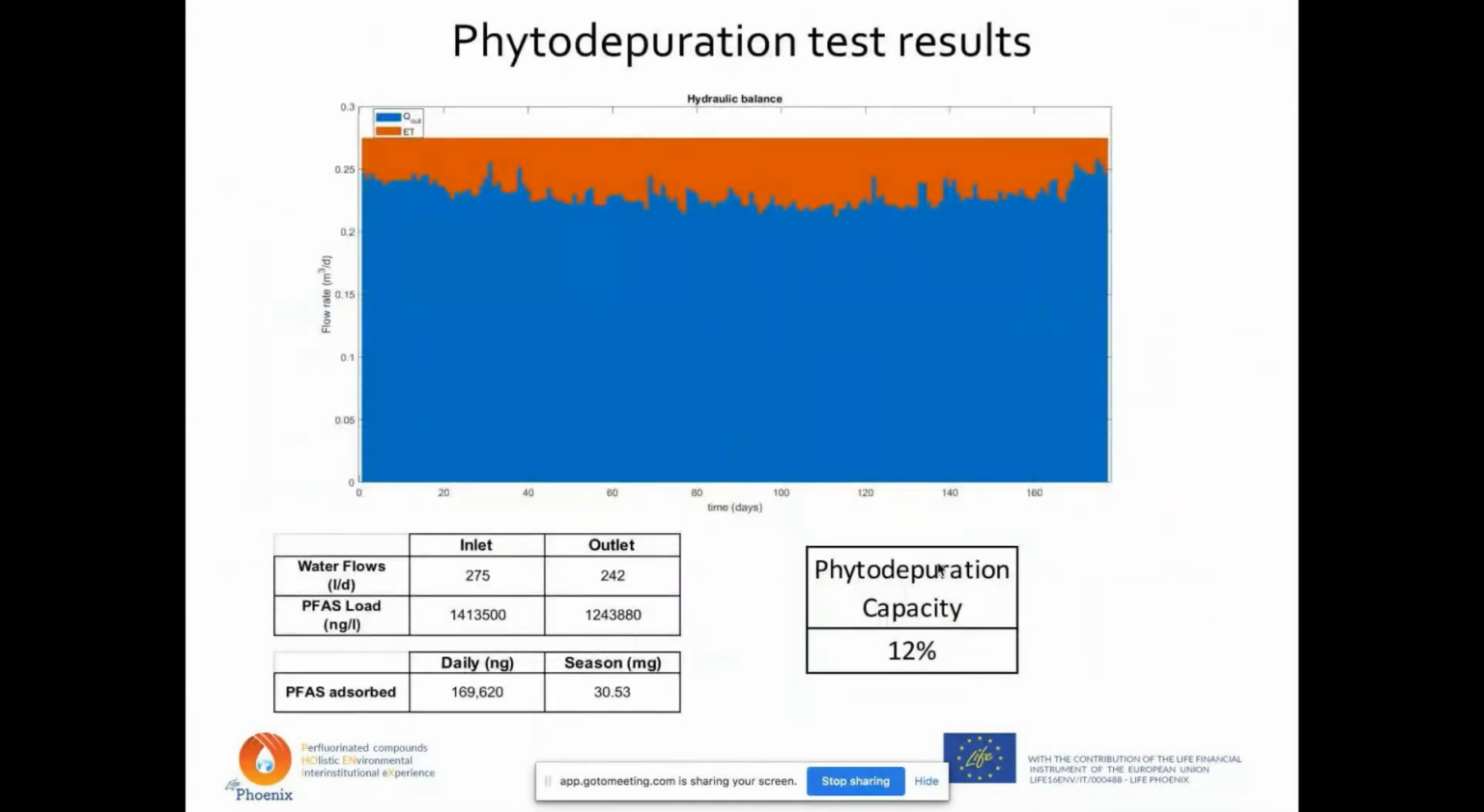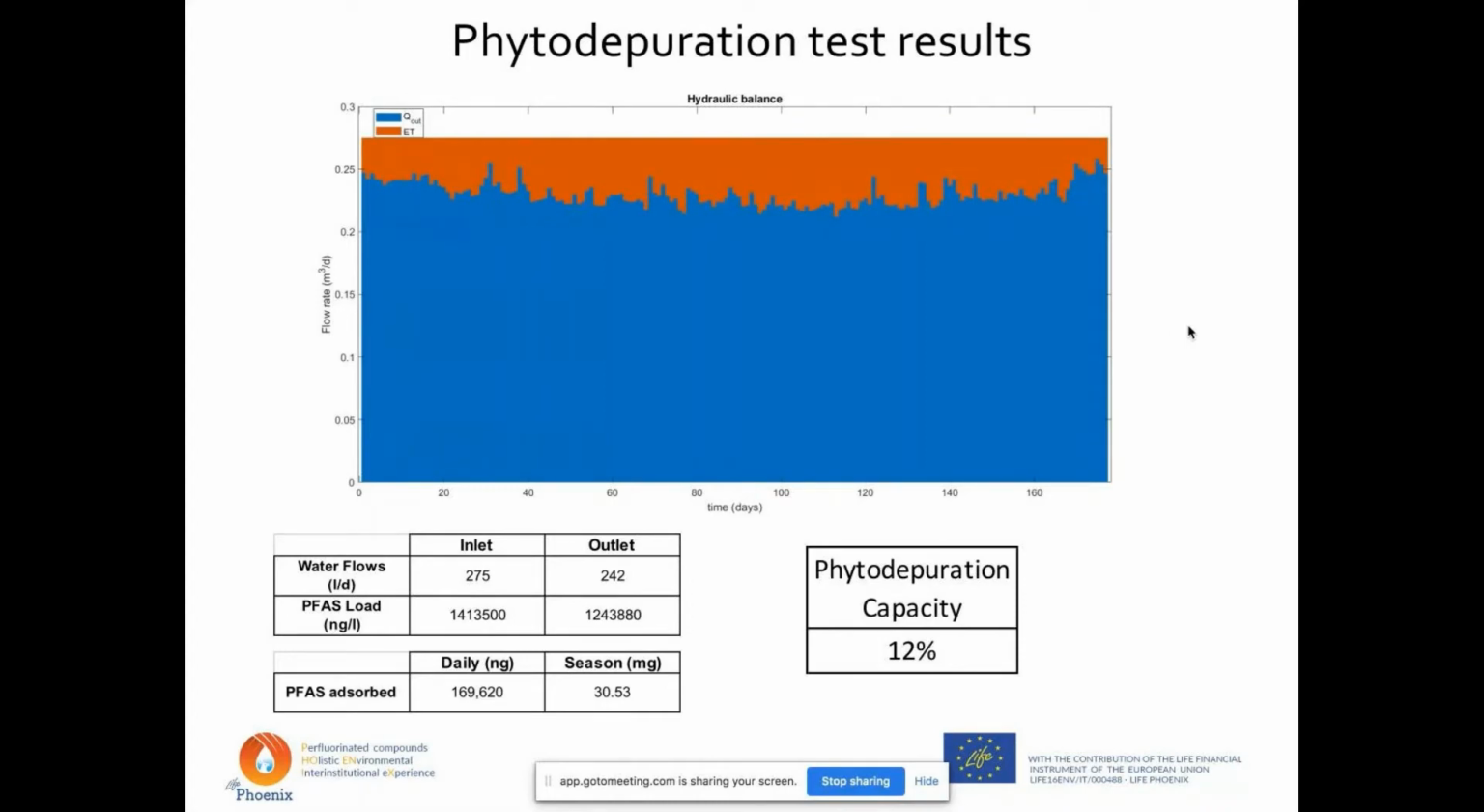Just to show you very, very briefly some results about our phytodepuration test. Here in the pictures above, you can see the hydraulic balance of the system. We measure the quantity of water that comes inside the system and the volume of water that flows outside the system, in order to have a volume balance, a hydraulic balance between the water in and the water out.